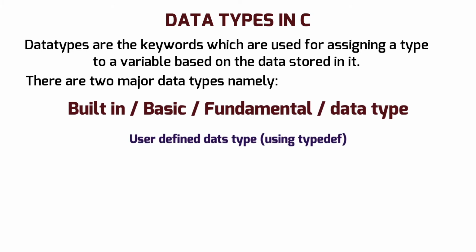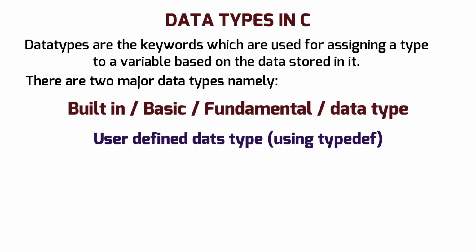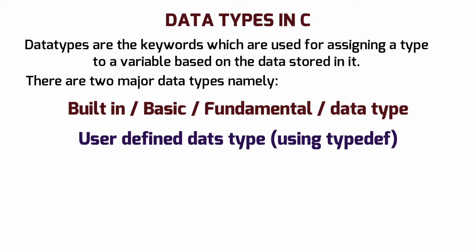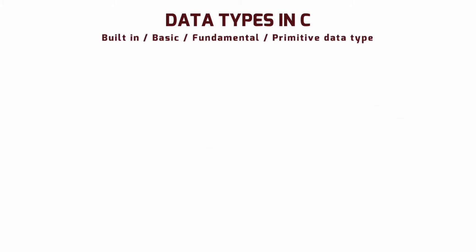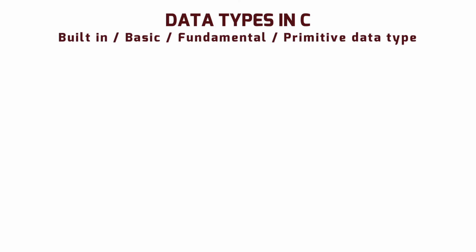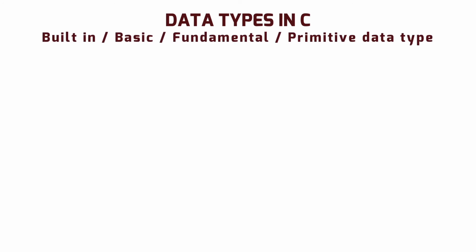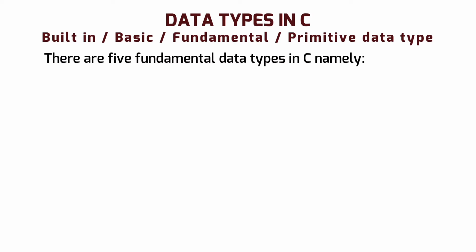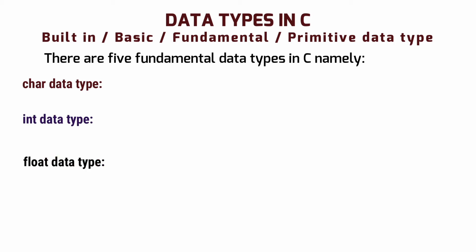then the second one is the user defined data types using the typedef. Now coming to the first type of data type, that is basic or primitive or fundamental or built-in data types. There are five fundamental data types in C, namely char data type, int data type, float data type, double data type, then void data type.